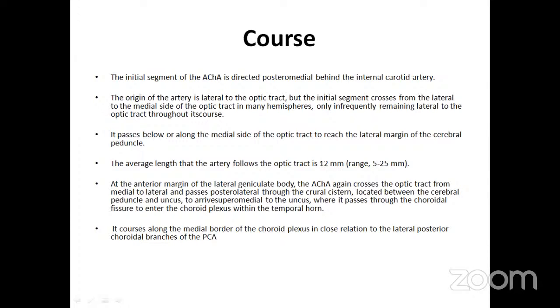At the lateral geniculate body, the anterior choroidal artery again crosses the optic tract, from medial to lateral, and passes through the crural cistern, and it goes through the choroidal fissure, enters the choroidal fissure, and it enters the choroid plexus within the temporal horn.